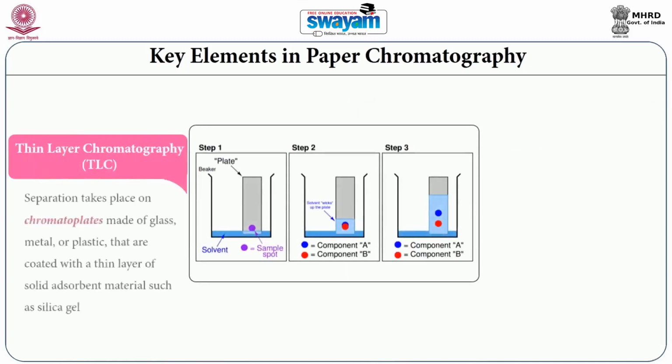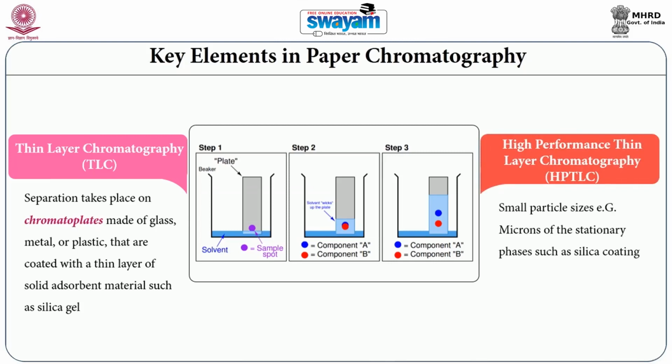Coming now to thin layer chromatography. Now, thin layer chromatography typically involves what we call chromatoplates. Chromatoplates are the plates on which chromatographic separation is taking place, hence the name. They could be made of glass, of metal, or plastic that are coated with a thin layer of solid adsorbent material such as silica gel on which the separation will take place.